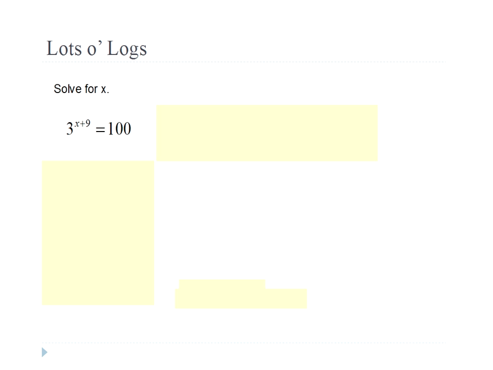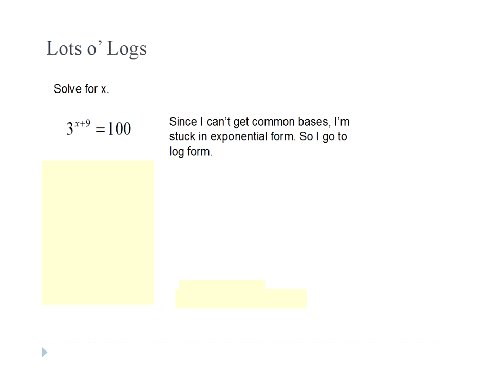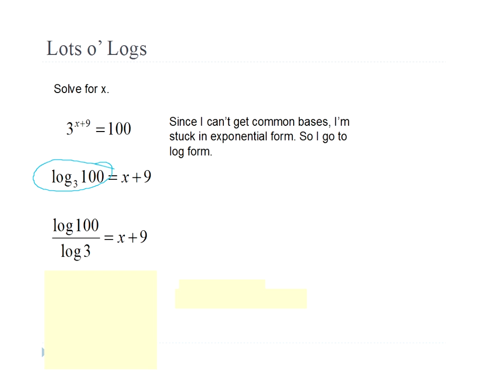We can solve anything. For instance, we can solve 3 to the x plus 2 equals 100. I can't get common bases, so I'm going to go to log form. Log to base 3 of 100 equals x plus 2. I now know how to evaluate this. This is log 100 divided by log 3. My calculator does that, and I solve for x. There we go. Again, I can check my answer here. I can plug this back in and see if I get 100.